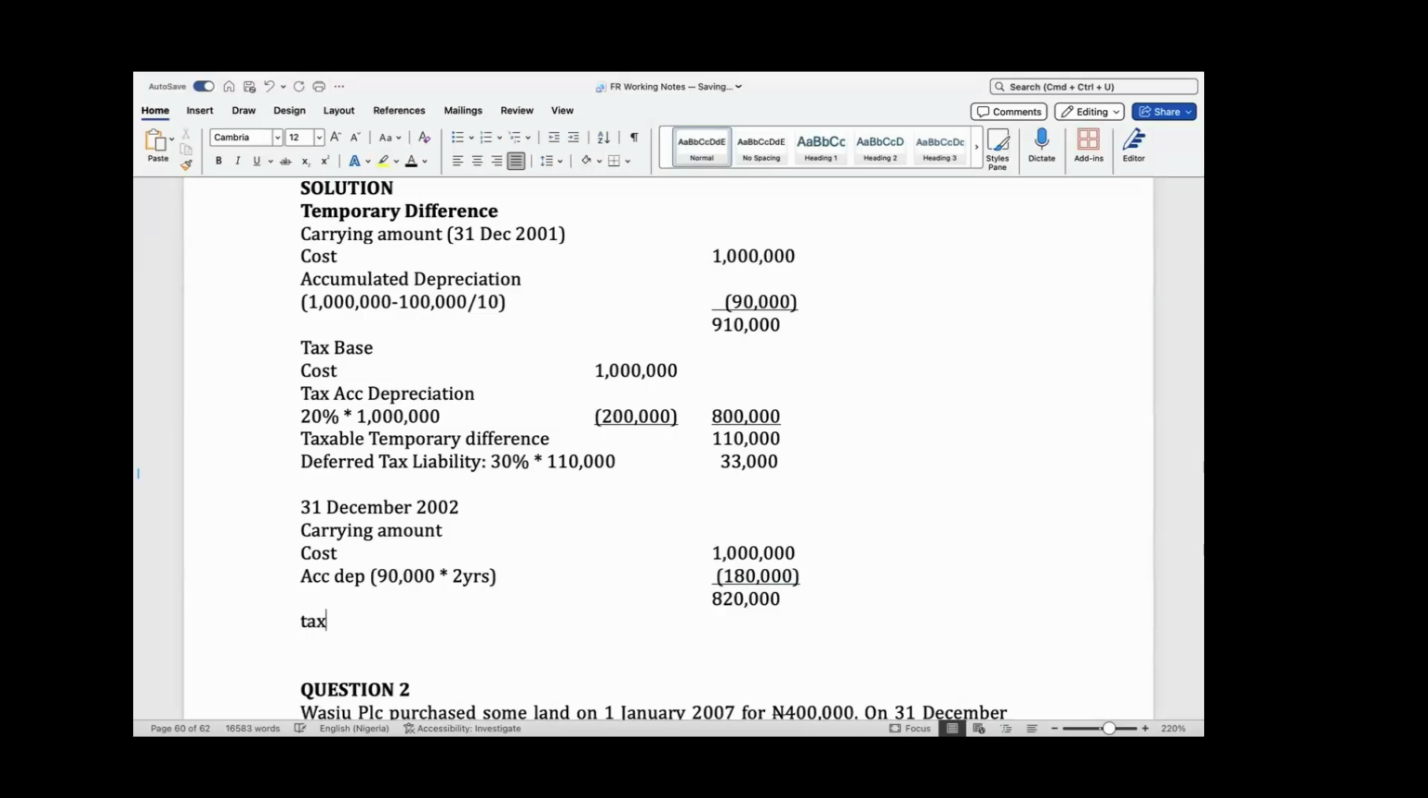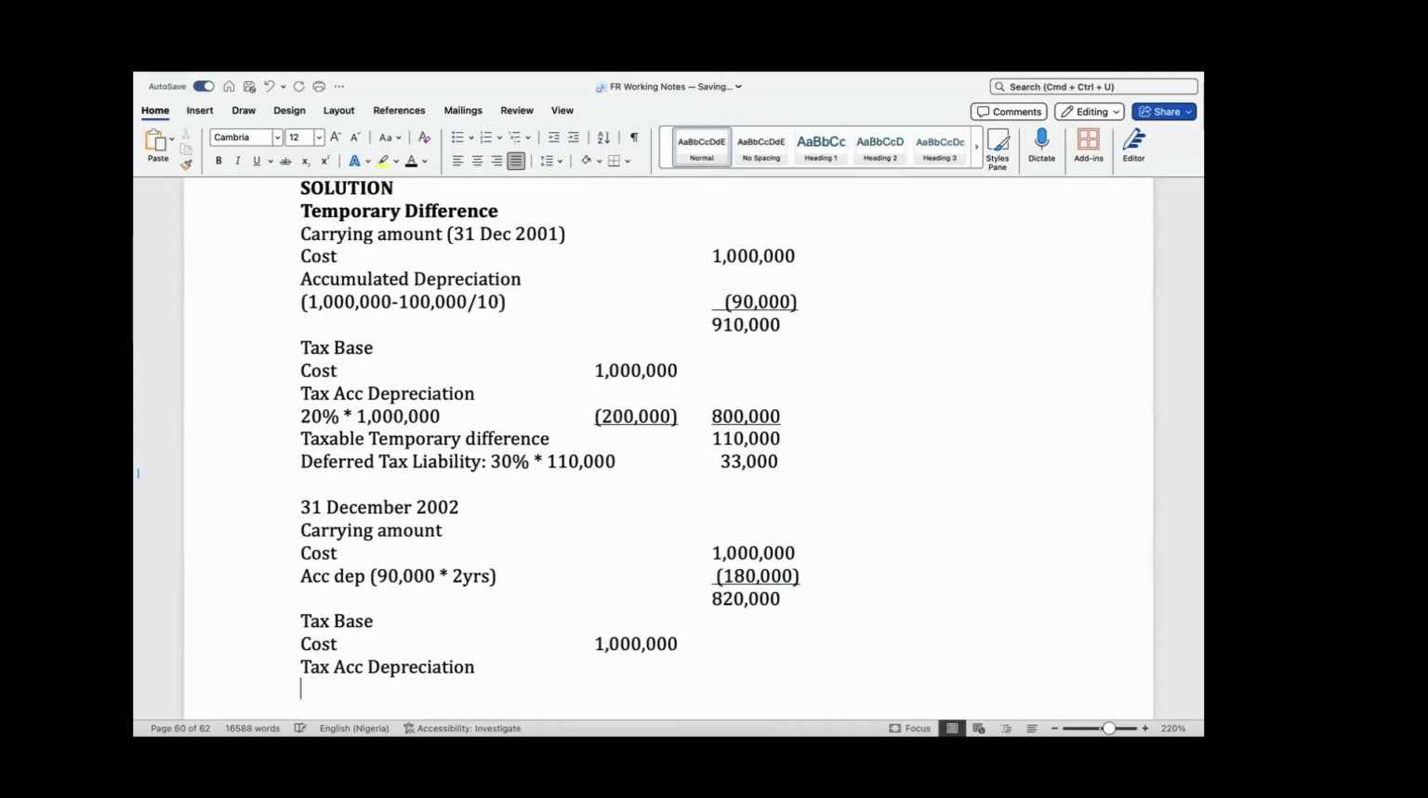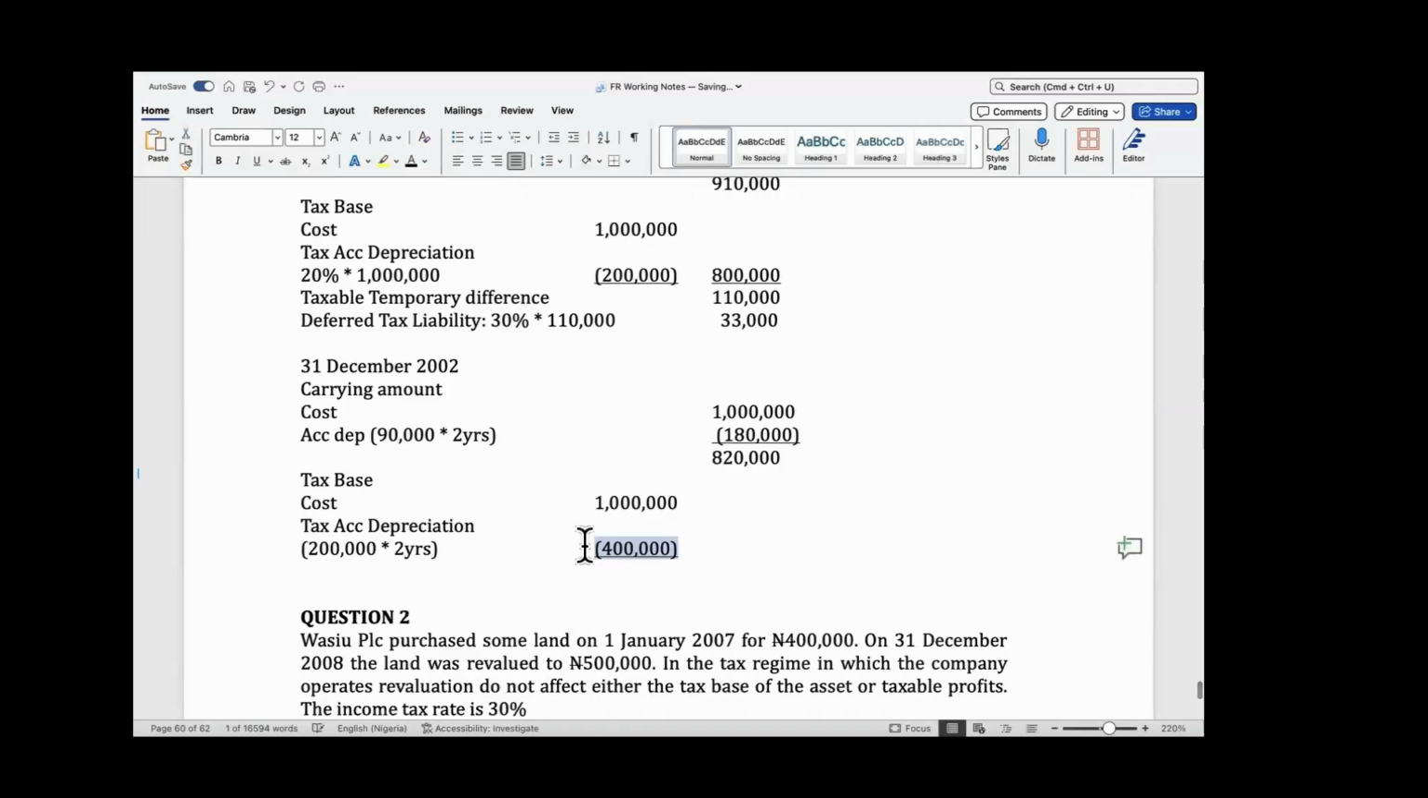820. My tax base, again, my costs is this. My tax depreciation, my tax accumulated depreciation, since I know that it's 200,000 per annum, I can just do 200,000 times 2 years. And that's 400,000. So 1 million minus 400,000, that's 600,000.